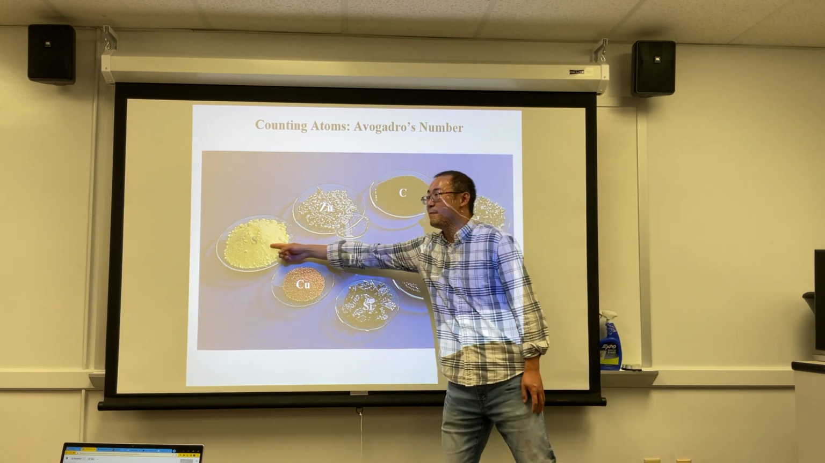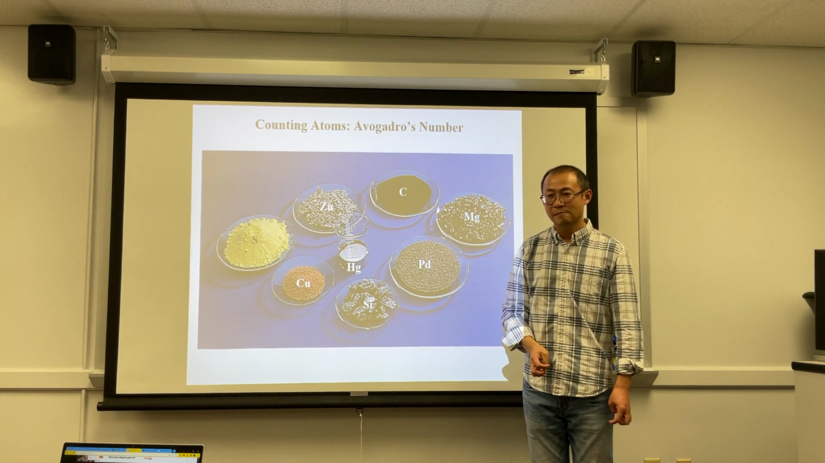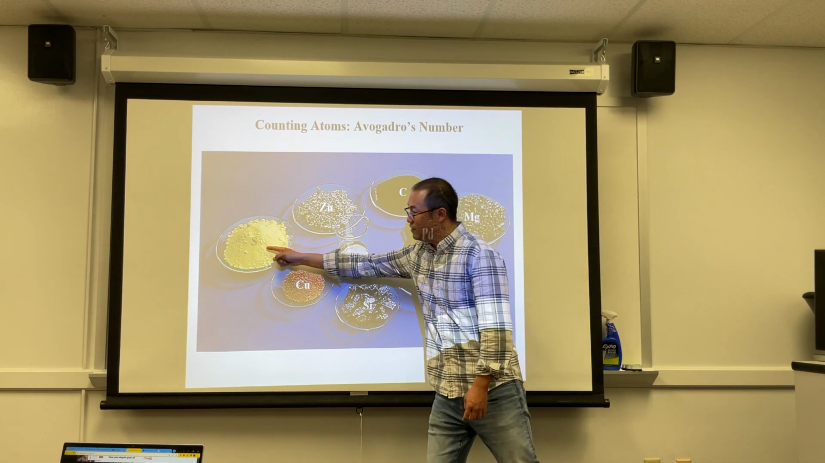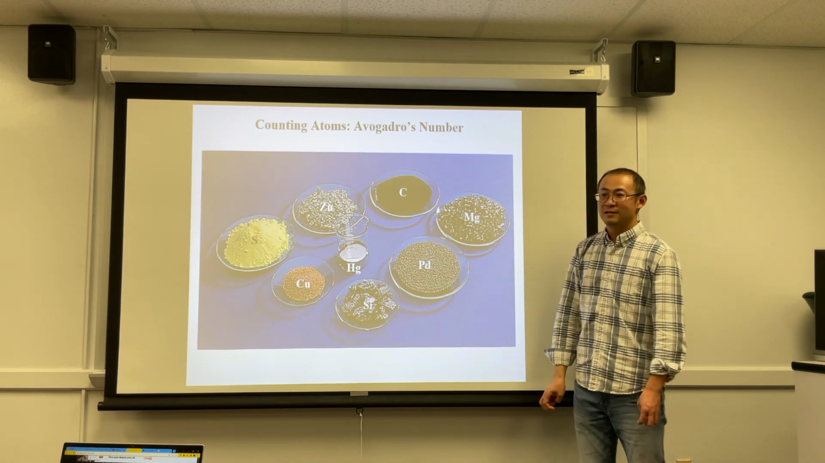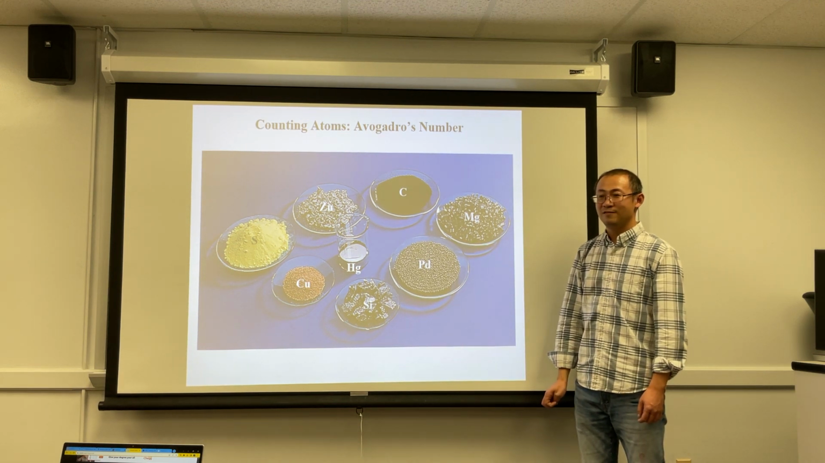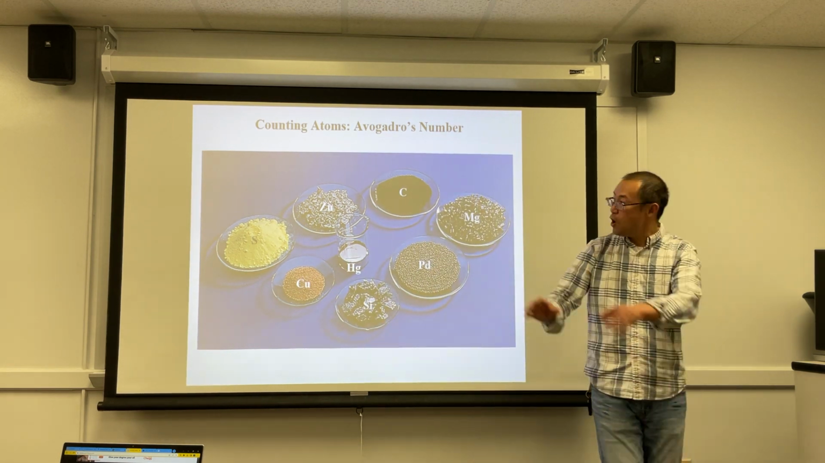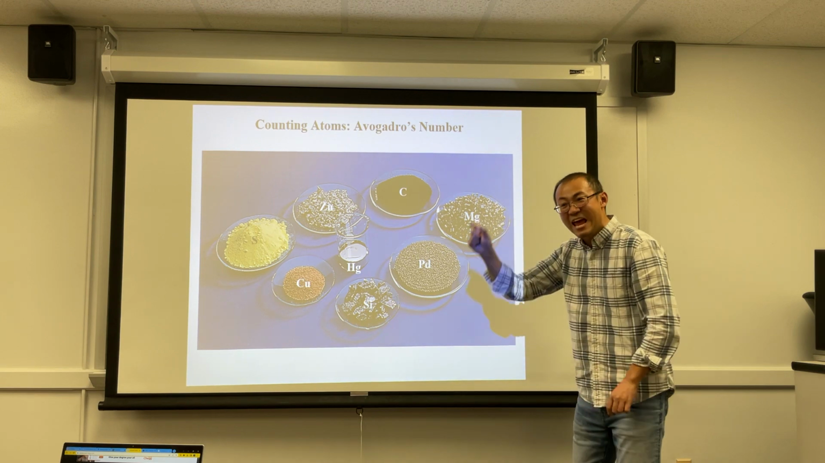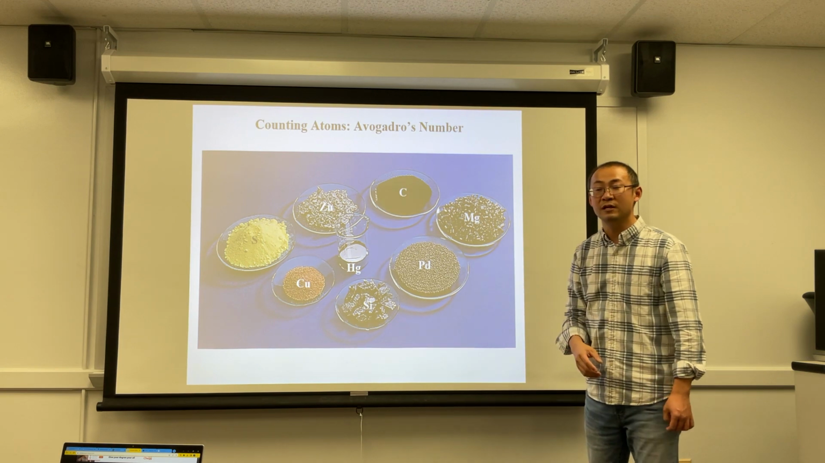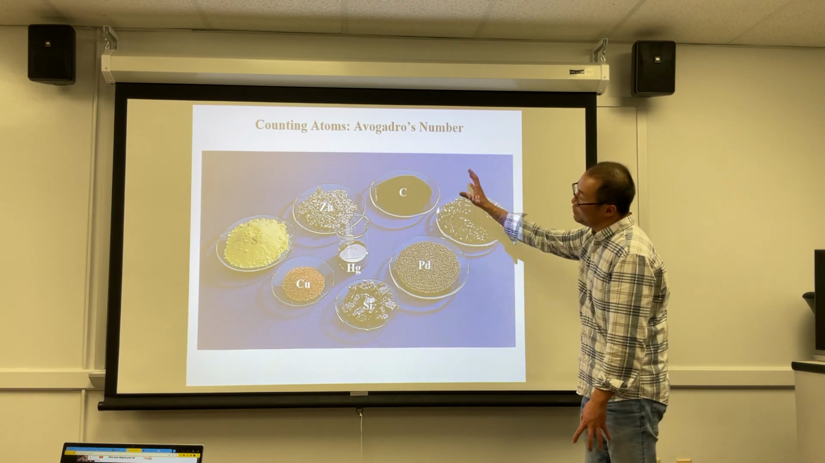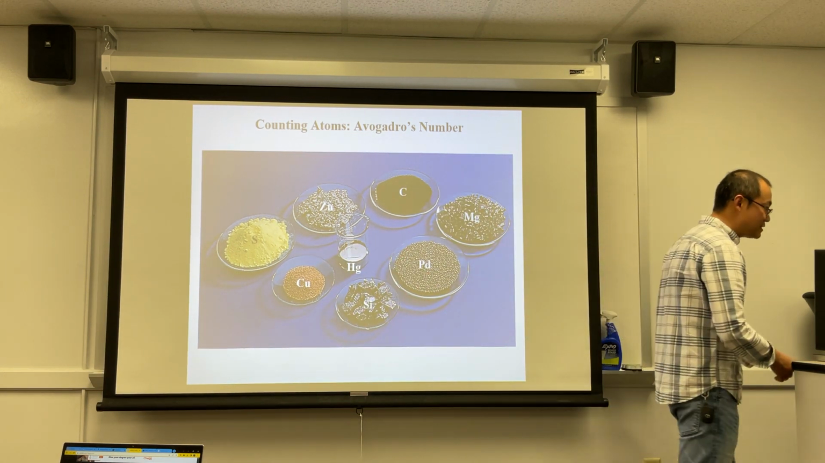For example, sulfur atomic mass is what? 32. That means here is 32 grams of sulfur. Okay, copper atomic mass is what? 63.5? Yes. So that means this is 63.5 grams. See, they all have one mole, which means they have the same number of atoms. Because one mole is how many? 6.02 times 10 to the 23rd. But even though the number of atoms is the same, the mass is different. Okay, the mass is different.